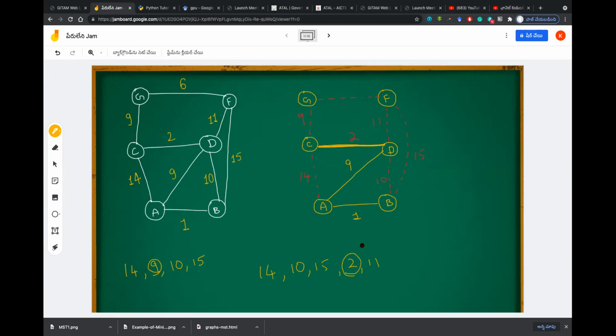Now I am at C. What are the things now I need to look into? Sir, 9, yes. 14, 10, not, and 2. Not 9. 9 is already finished. Oh, yes, sir.